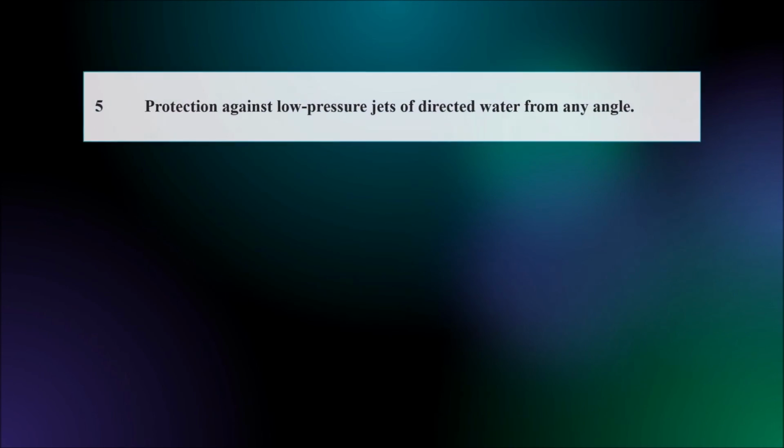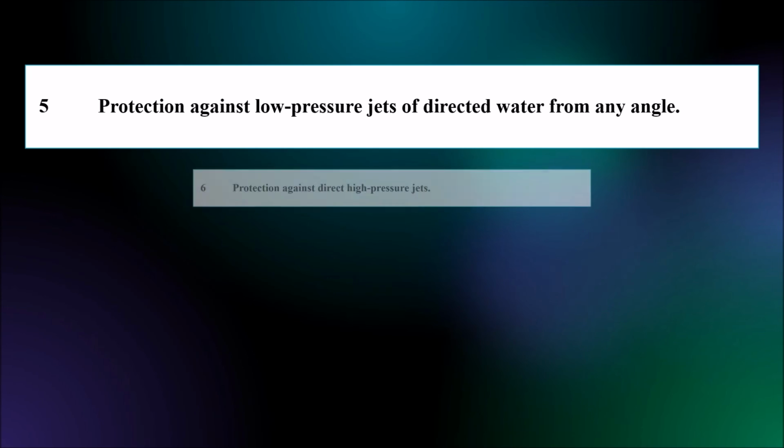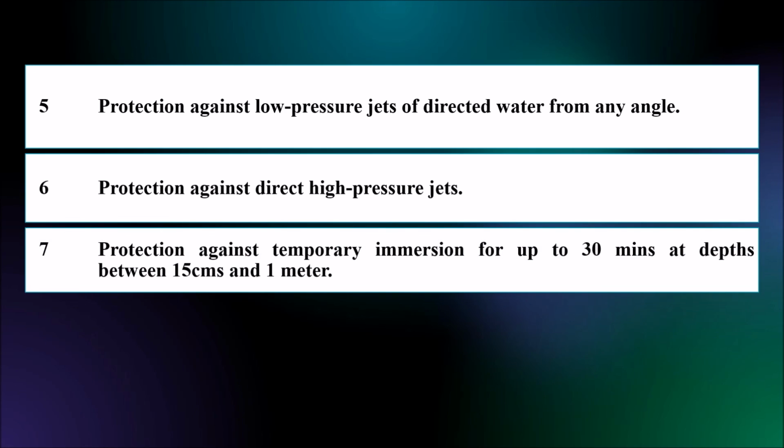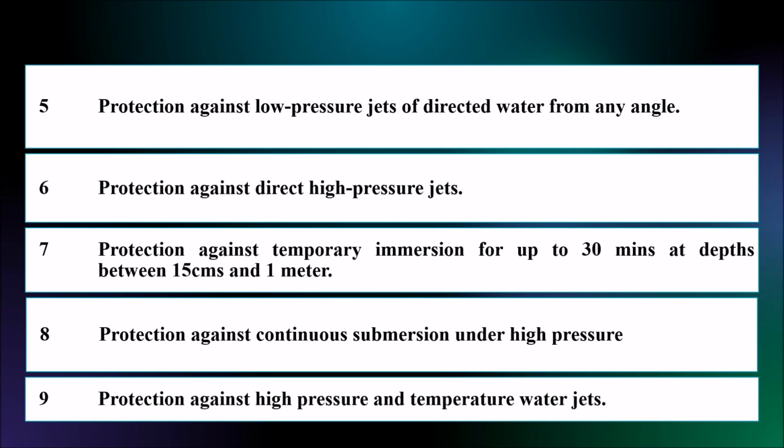5 represents protection against low pressure jets of directed water from any angle. 6 represents protection against direct high pressure jets. 7 represents protection against temporary immersion up to 30 minutes at depths between 15 cm and 1 meter. 8 represents protection against continuous submersion under high pressure. And 9 is protection against high pressure and high temperature water jets.